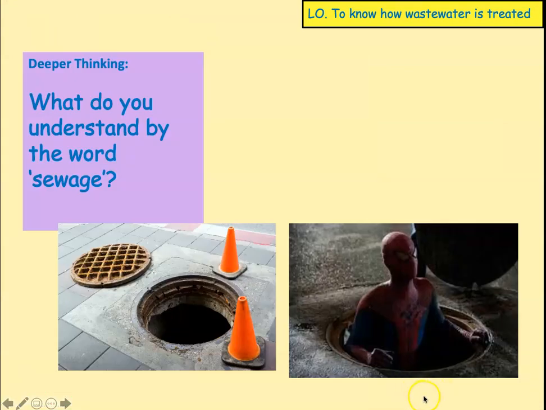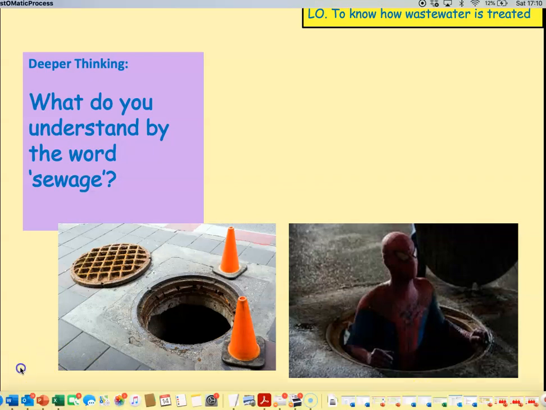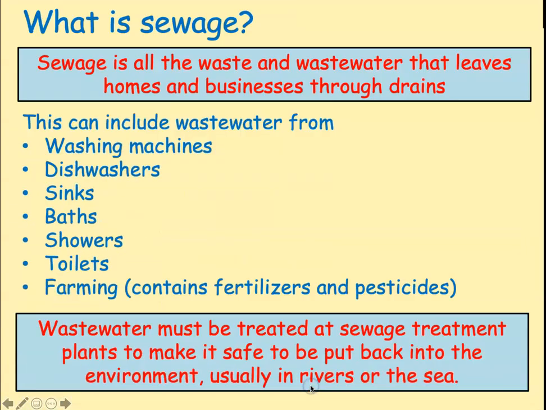Okay, so what do we understand by the word sewage? Pause the video now and write down what you think sewage is. Right, sewage, we tend to think of sewage as just our human waste, but it is actually all the waste and wastewater that leaves homes and businesses through drains. So that will include wastewater from your dishwashers, washing machines, sinks, baths, showers, toilets, and also wastewater in sewage is fertilizers and pesticides from farming.